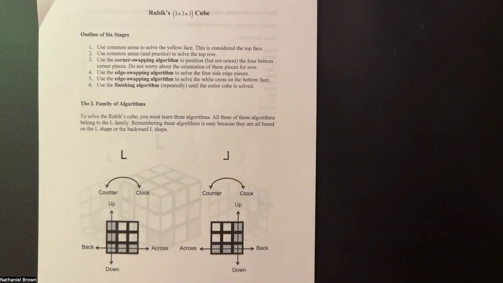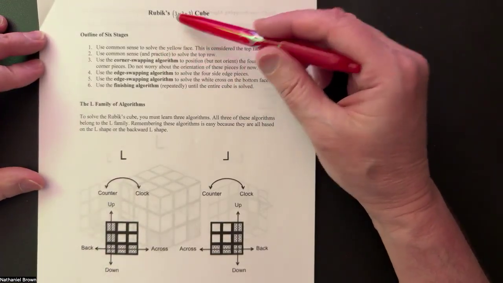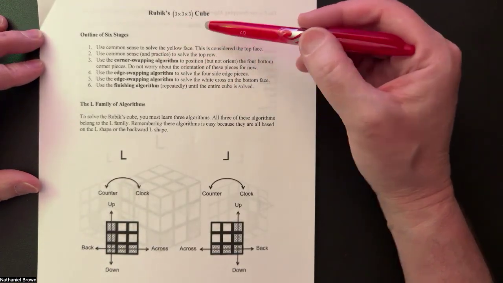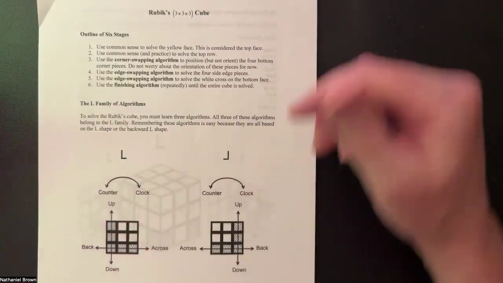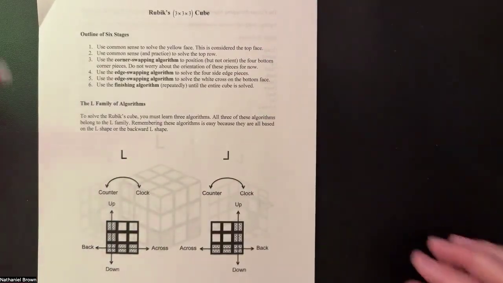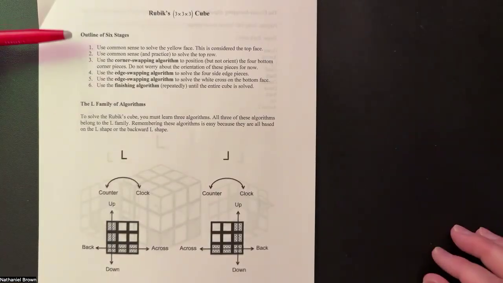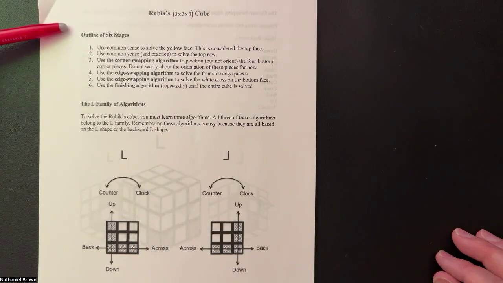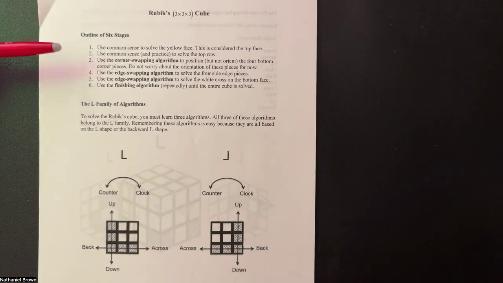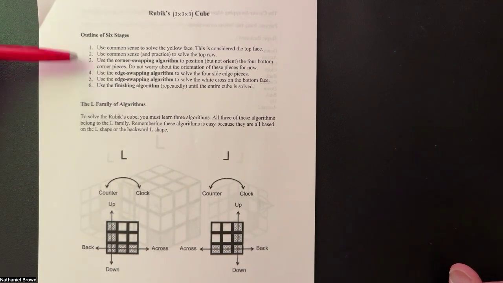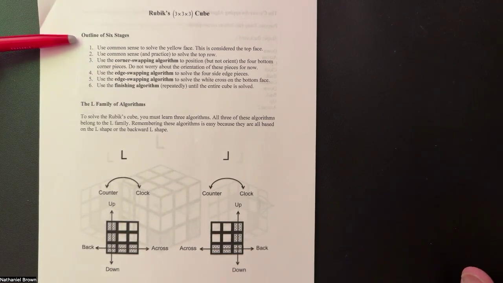Okay. So this is the regular Rubik's Cube, which is the 3 by 3 by 3 Rubik's Cube. Now, you can solve the Rubik's Cube by doing 6 stages. That's all it is, these 6 stages. So let's just go through these stages quickly, and then we'll go through the whole thing with a real Rubik's Cube. Okay. So this is the outline of the 6 stages.